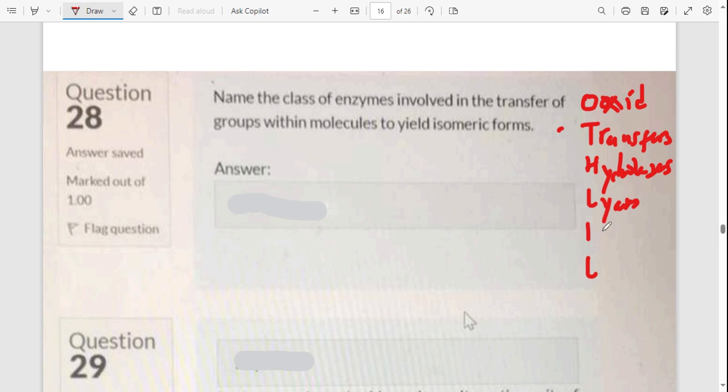And then I is the isomerases. These are involved in reactions that form isomers. The last L is the ligase, involved in reactions that join two molecules. So you need to know the group and the enzyme class. This is class 1, class 2, class 3 up to class 6. Class 3 and class 4 do not require coenzymes. The rest require coenzymes. So here we want isomeric forms, so those are isomerases.